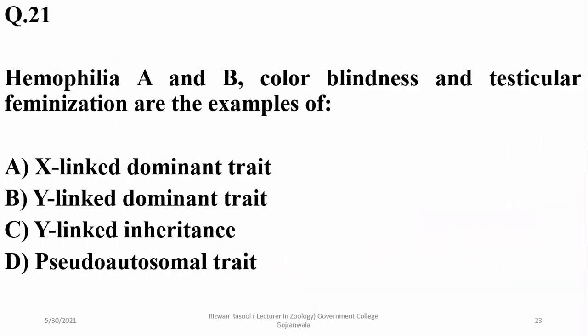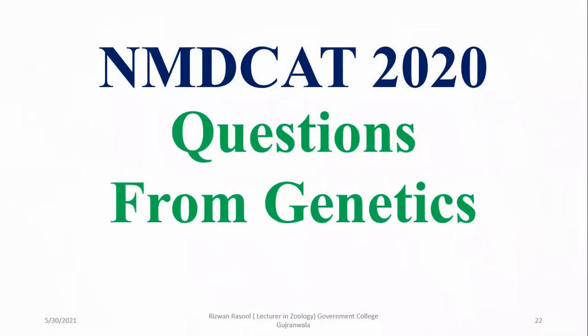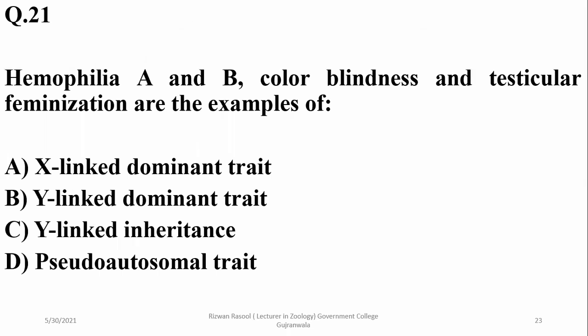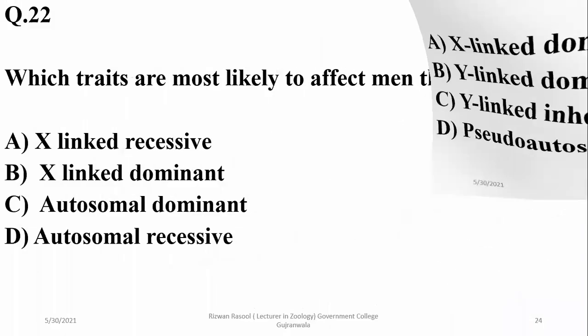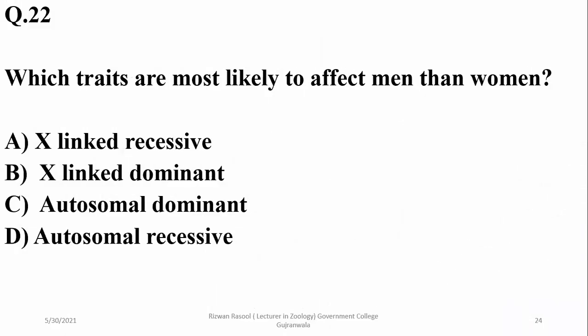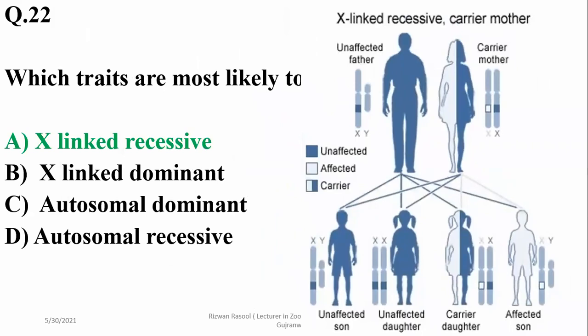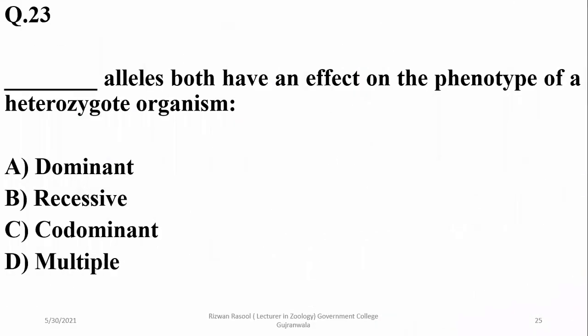Hemophilia A and B. These are some of the questions from last year's 2020 paper. The first question was relatively wrong with respect to the options, because the exact options were not given. Hemophilia A and B are X-linked recessive traits. That was the right option. Later on, it was rectified. Which traits are most likely to affect men more than women? Obviously, X-linked recessive traits are more common in males as compared to females. And dash alleles both have an effect on the phenotype of a heterozygous organism. They are codominant alleles.